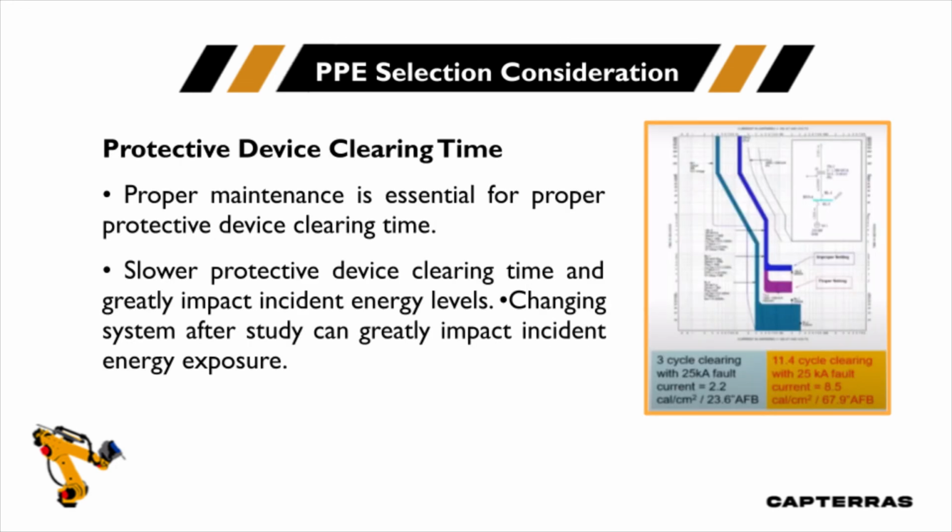I mentioned earlier about protective device clearing time, and even changing breaker settings can impact the incident energy level. So we might go from a 3-cycle clearing time to 2.2 cals in a particular calculation at a 23.6 arc flash boundary, and if someone changes the setting on the breaker, or the breaker type or fuse type, we might have a significantly higher level. So again, people need to be aware of that and how it affects their PPE. Changing transformer types, anything that changes the impedance, changes the fault current, the clearing times, working distance, etc., can impact this, and people need to be aware of that when they're determining their PPE levels.